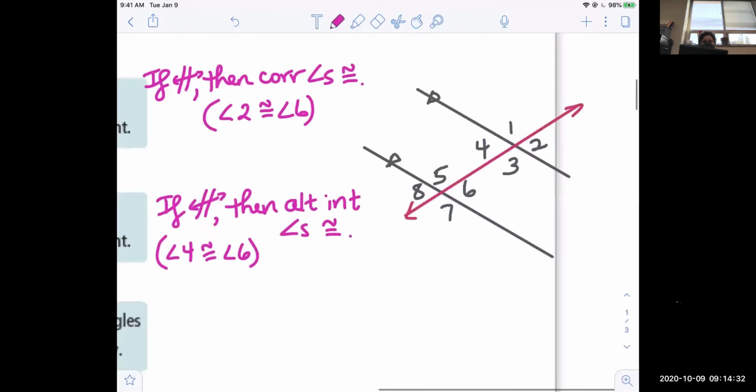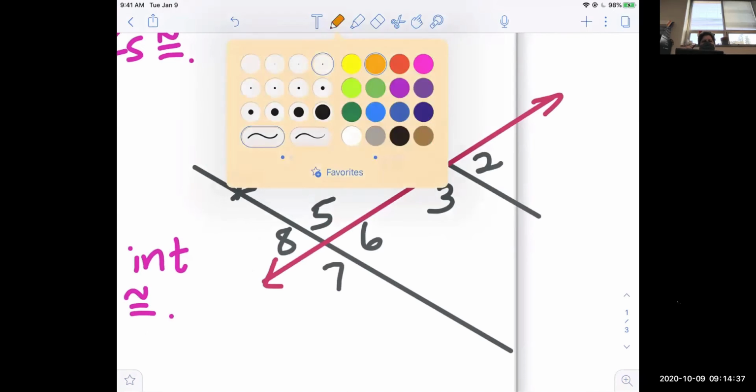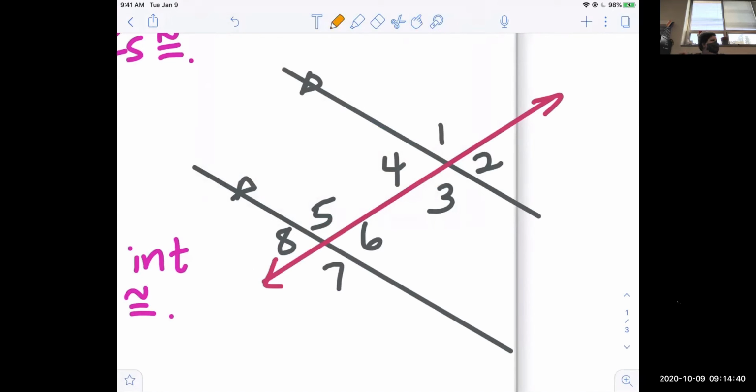Consecutive interior angles. Ainsley, name a pair of consecutive interior angles. 4 and 5. You don't sound very sure. Explain to me, convince me that they're consecutive interior. Same side of the transversal, and they're both interior angles, okay? So why were you not sure?